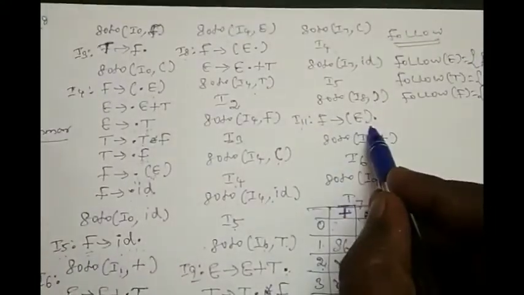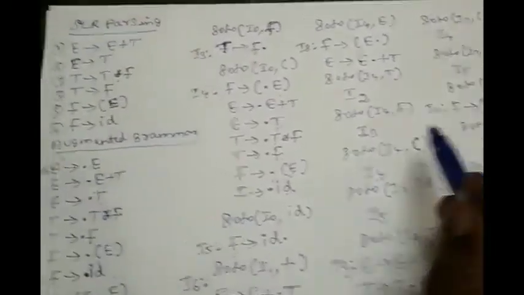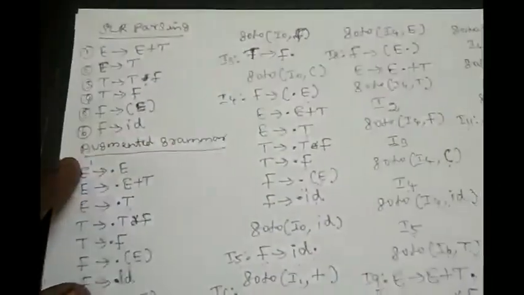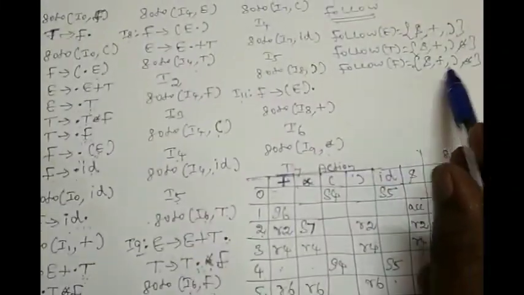And the last stage is item set 11, where you see a production F tends to E dot. So what is the production number? F tends to E dot is production number 5. Okay, so find the follow for F in item set 11. Follow for F in item set 11 is the same thing you are getting.